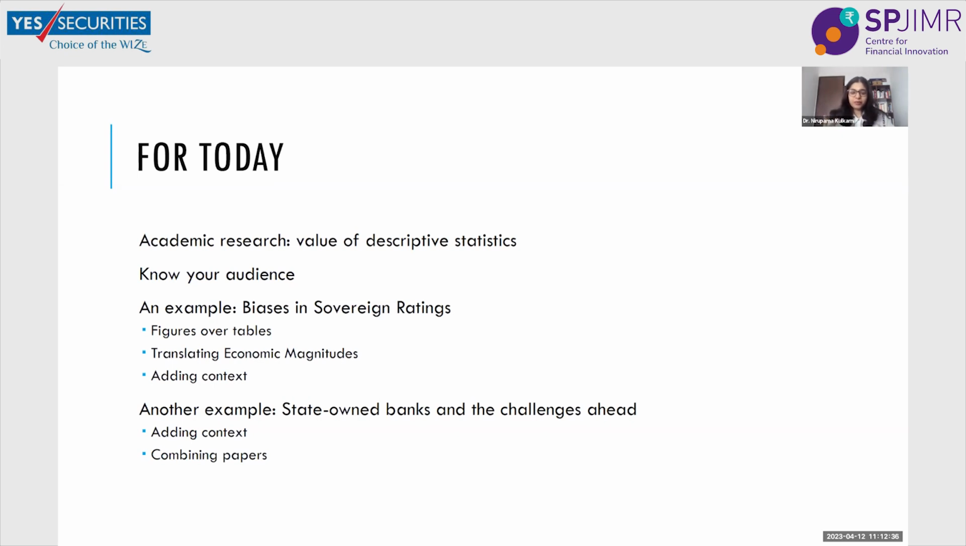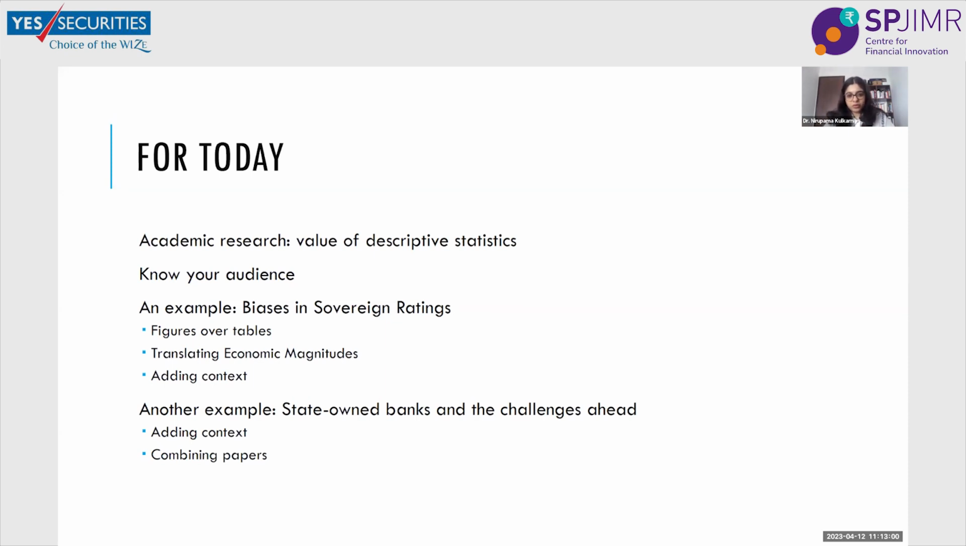The second part, and I think we broadly know this, is know your audience. In practitioner research, I include everybody: central bankers, policymakers, and people from the industry. And I think we need to cater to each of these groups a bit separately. My own experience has been more towards central bankers and policymakers, and sometimes towards people from the industry.